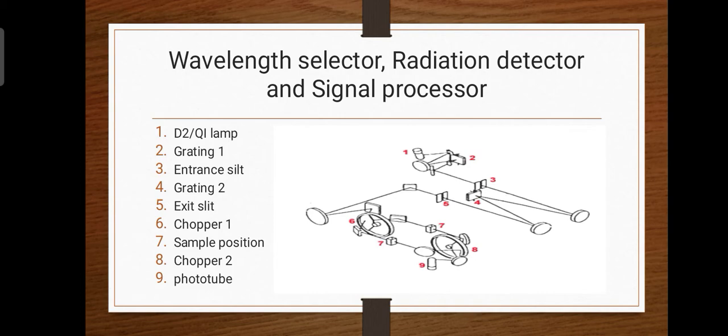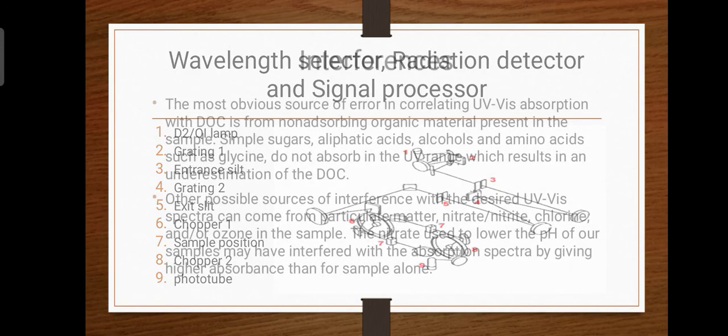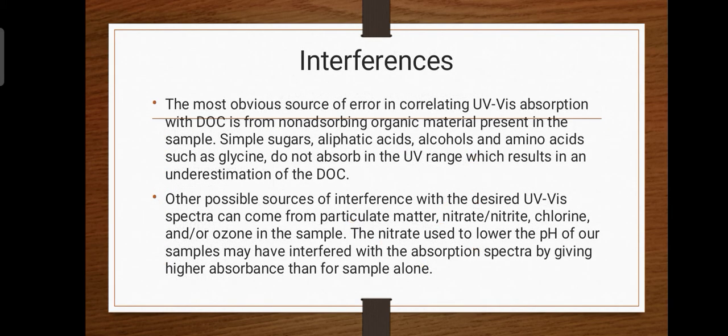So, in the experiments, there will be some interferences that may be the cause of errors in the laboratory. The most obvious source of error in correlating UV-Vis absorption with DOC is from the non-absorbing organic material present in the sample. Simple sugars like aliphatic acids, alcohols, and amino acids such as glycine do not absorb in the UV range, which results in underestimation of the DOC.